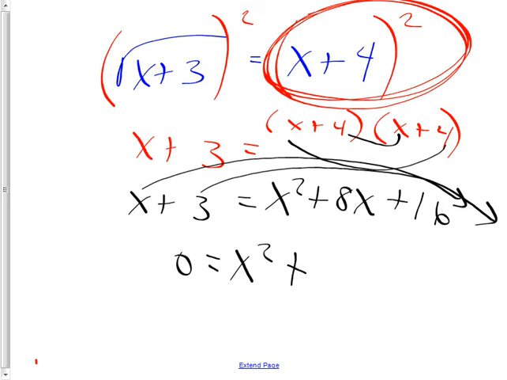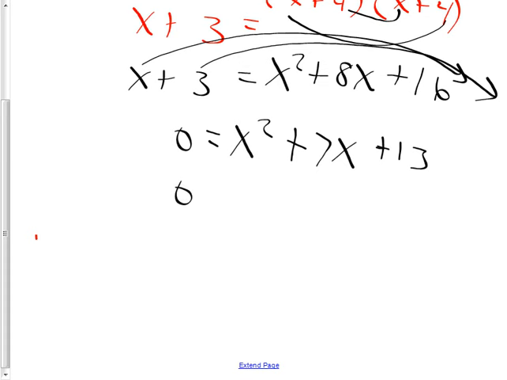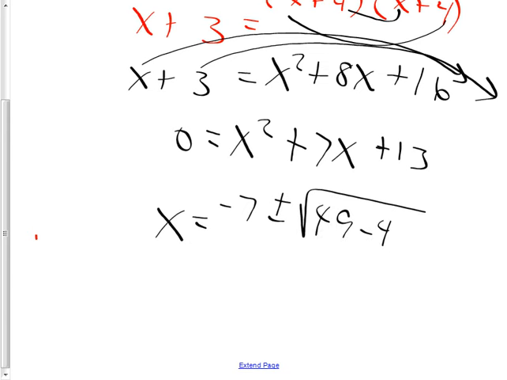If you add 8x, now I'm going to subtract an x from both sides. I'll have 7x. Now I'm going to subtract that 3 from the 16, and I'm going to get 13. There we go. And now final answer. Got to factor it. Probably doesn't factor. Nope, doesn't. So then x equals negative b plus or minus square root. You should have had this. Negative 7 plus or minus square root b squared, 49, minus 4ac. A is 1, c is 13, all over 2a, and 2 times 1.